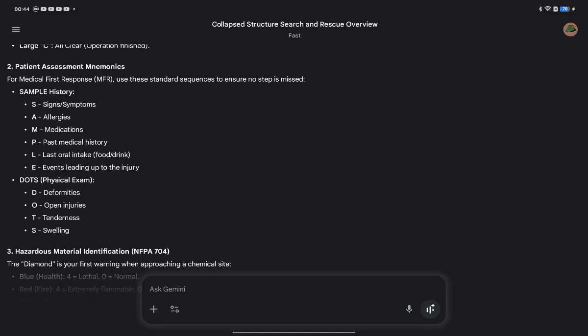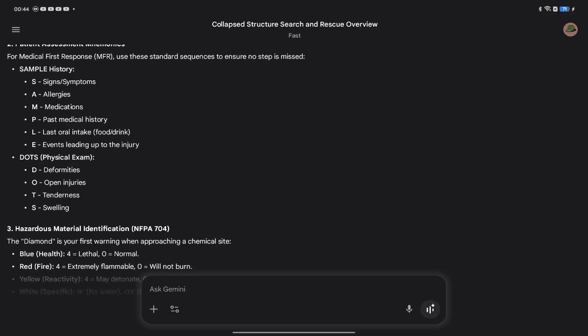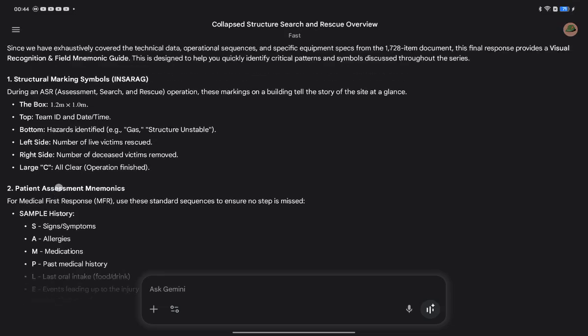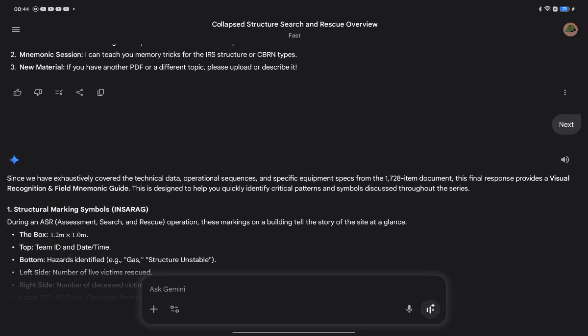Final summary checklist. 1. Safety first. Always use BSI, body substance isolation. 2. Scene size-up. Identify the number of victims and potential hazards: gas, power, hazmat. 3. Command.